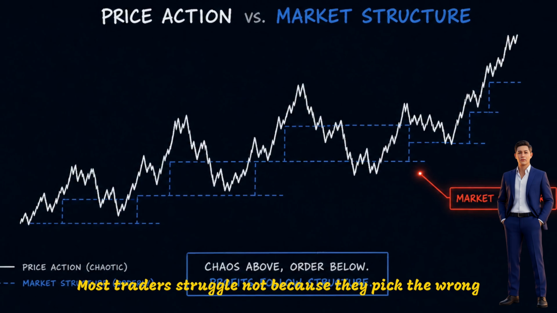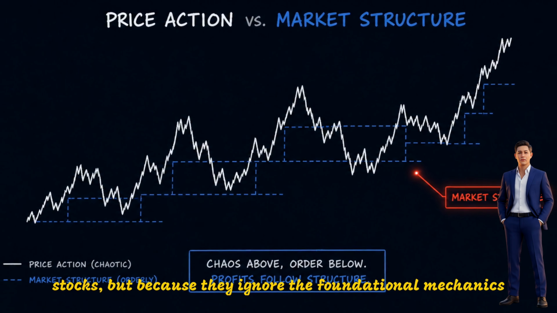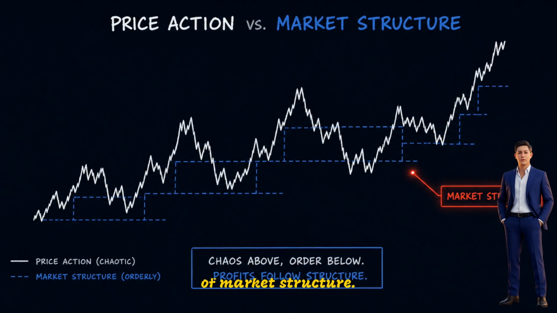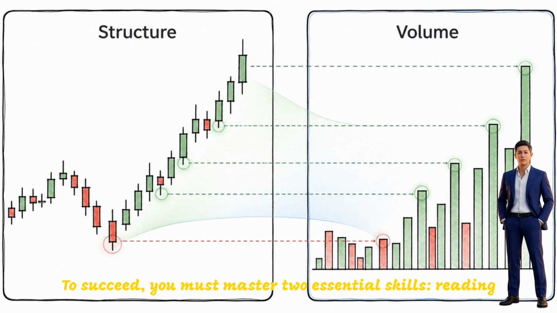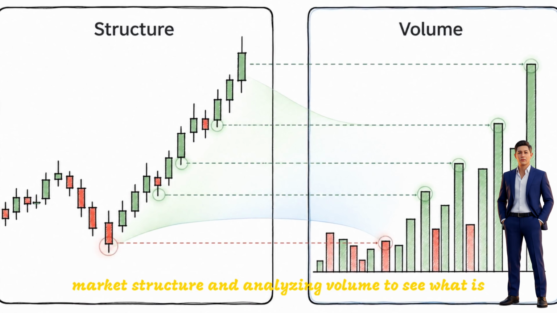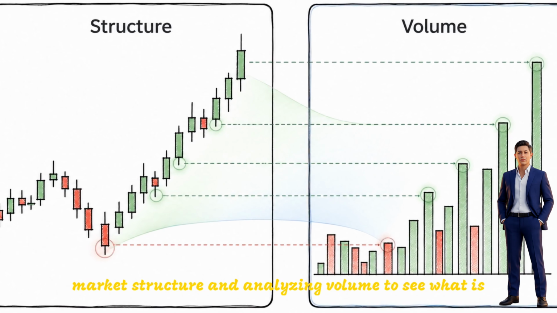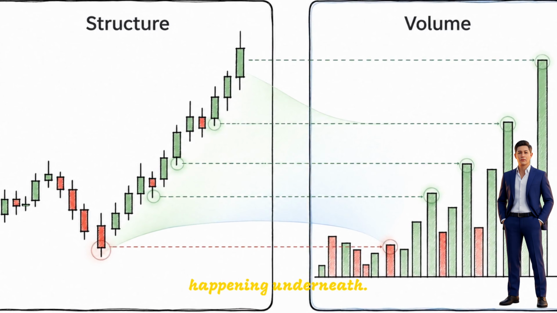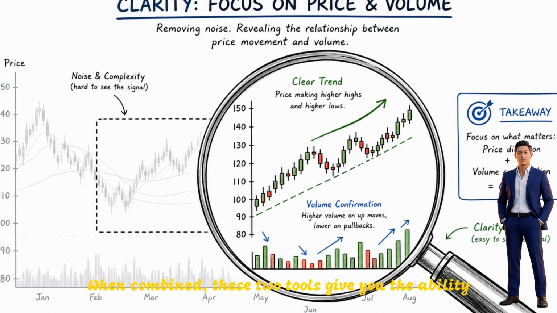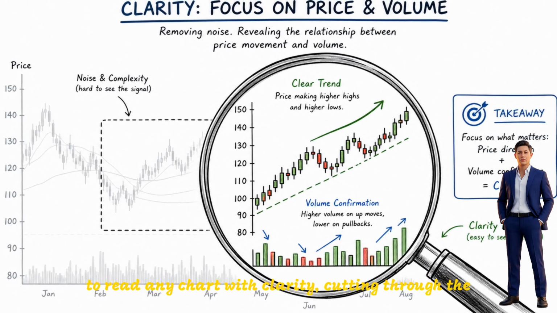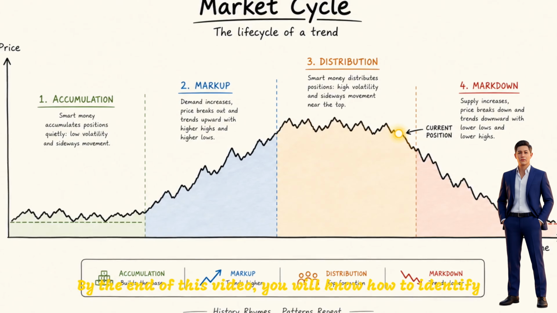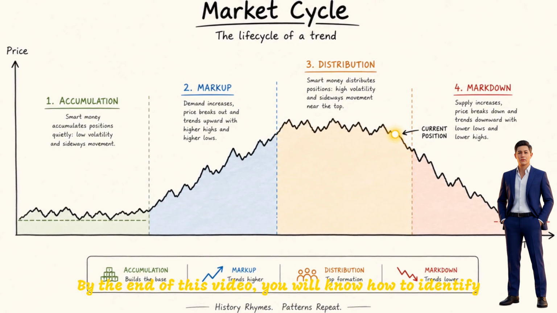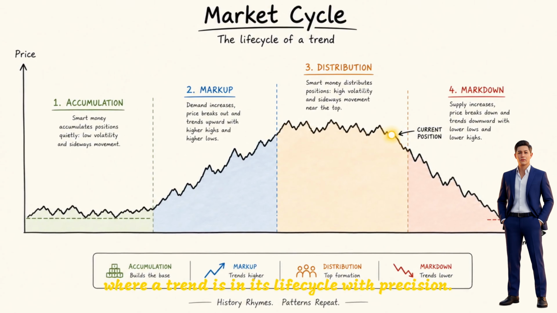Most traders struggle not because they pick the wrong stocks, but because they ignore the foundational mechanics of market structure. To succeed, you must master two essential skills: reading market structure and analyzing volume to see what is happening underneath. When combined, these two tools give you the ability to read any chart with clarity, cutting through the noise of trading.